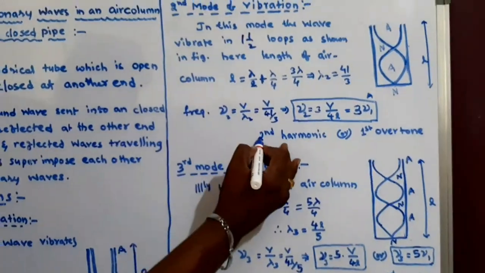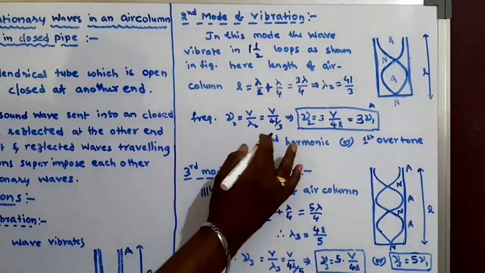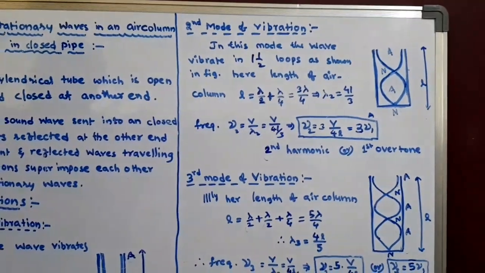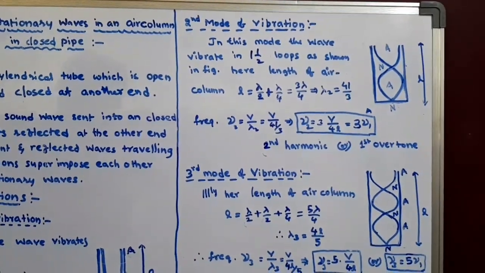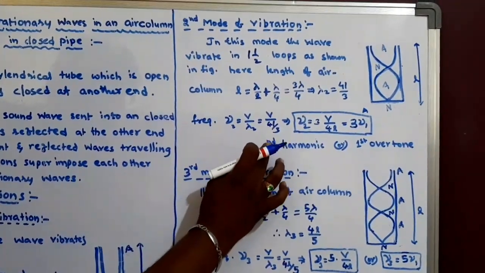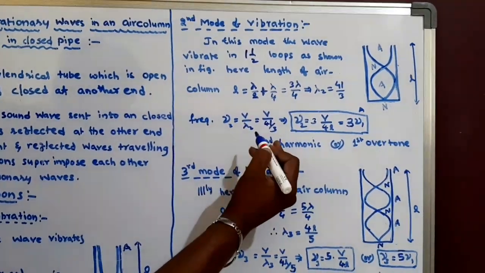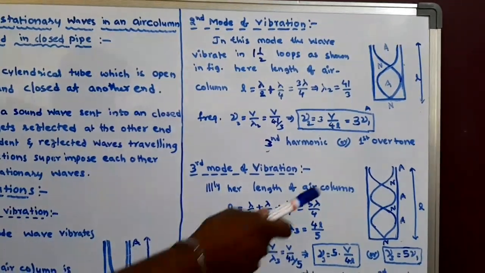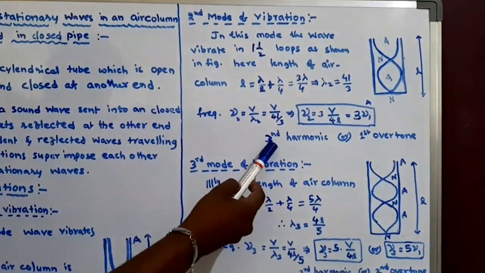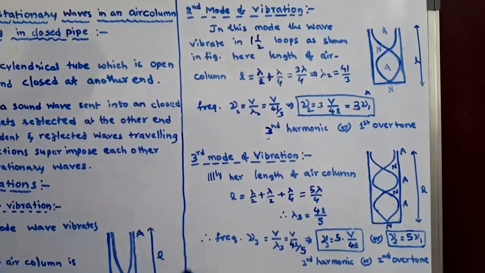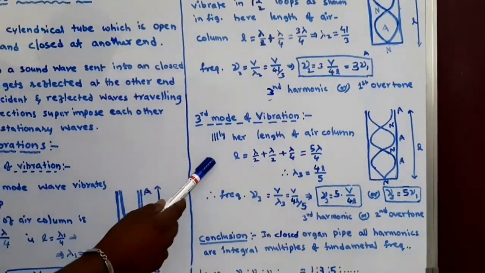Actually this is called the third harmonic and the first overtone. It represents 3 multiplied with the fundamental, which is named the third harmonic. Okay, so in the third mode of vibration, it is the same.